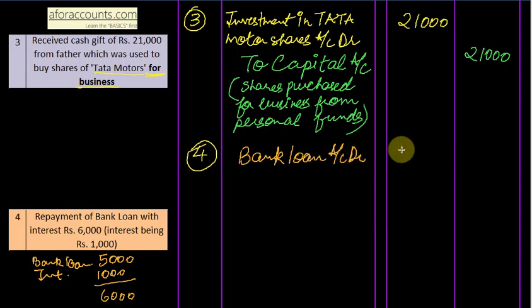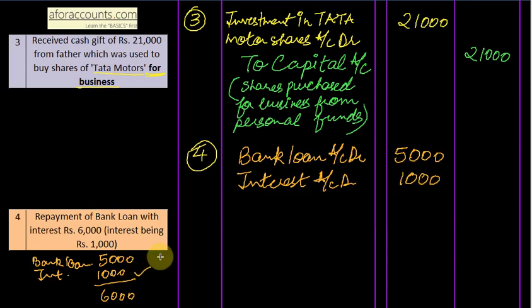How much bank loan? We have calculated 5,000. Interest you are paying is your expense. So debit the expense, Interest account debit, 1,000. And you have paid it. So it must have been paid through cash or bank. Nothing mentioned, I assume paid by cash. So to cash account, cash is going out. So credit the cash, 6,000.